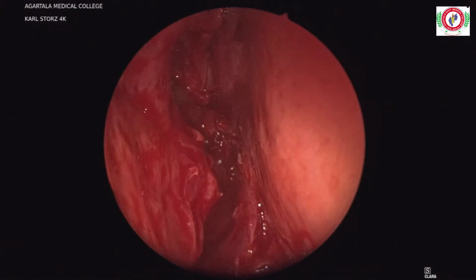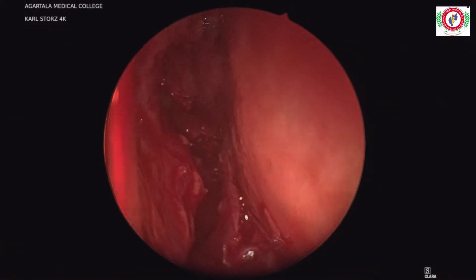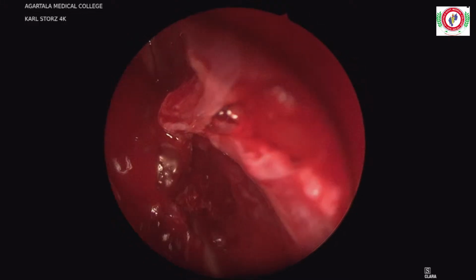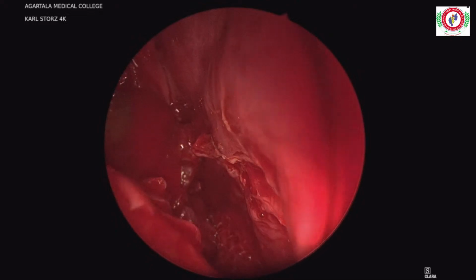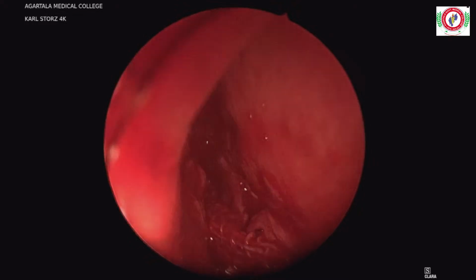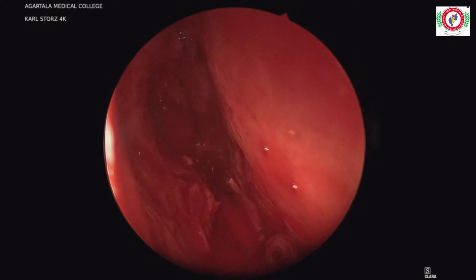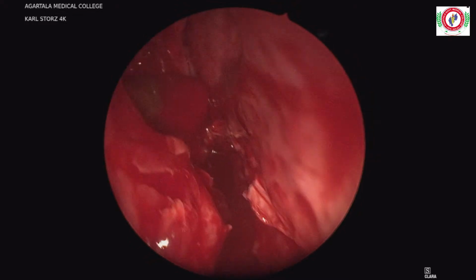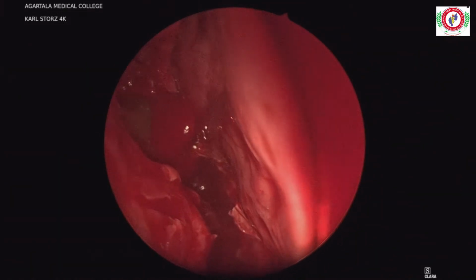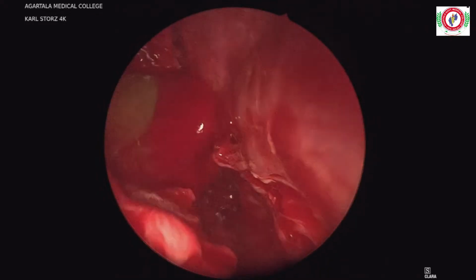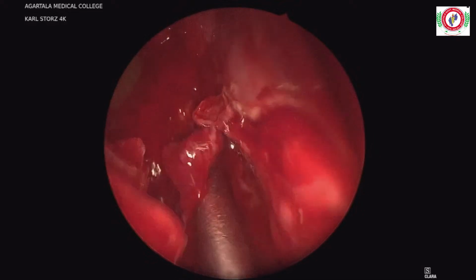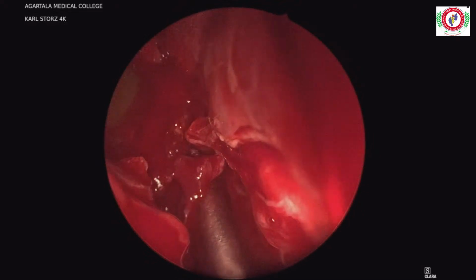Give me debrider. Debrider straight, yes. Okay. So look at the exposure just by removing this spur we have. So before and now. It will ease our instrumentation here, this part, okay. Yes, debrider.